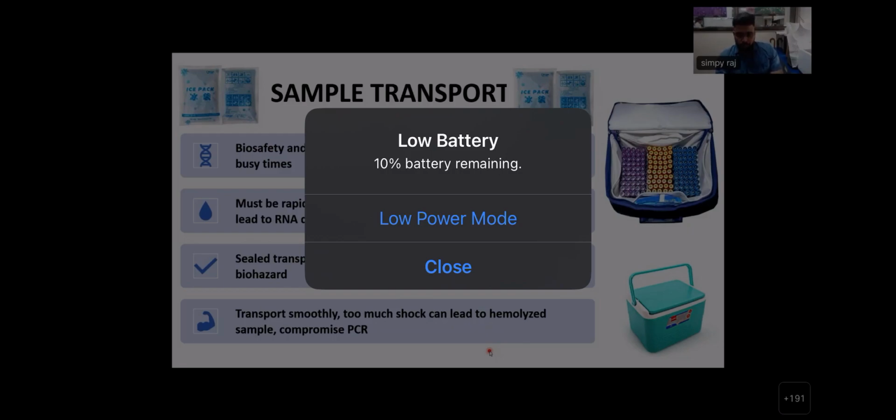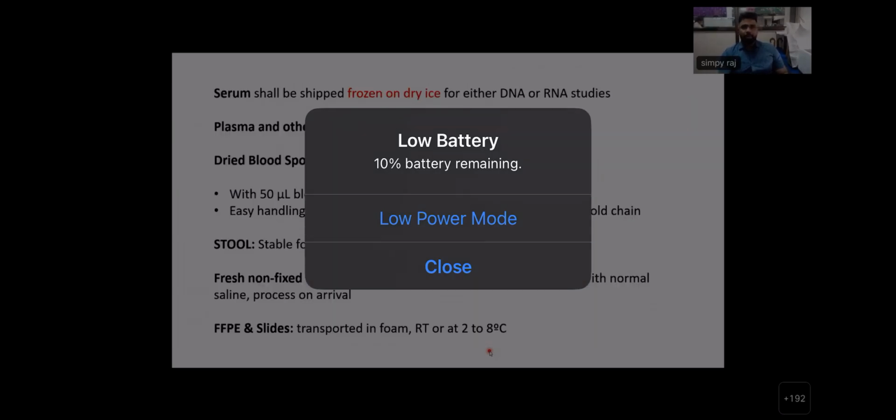And as I told, transport must be smooth, so that we can avoid hemolysis. And serum, even if for DNA or RNA, doesn't matter, it should be shipped frozen. And plasma and other fluids should preferably be shipped at minus 80 degrees Celsius to maintain as much nucleic acid as possible. There is another technique being used, dried blood spots. When you dry 50 microliters of blood on filter paper, it's specifically good in areas where you don't have a cold chain, you can transfer it like that.